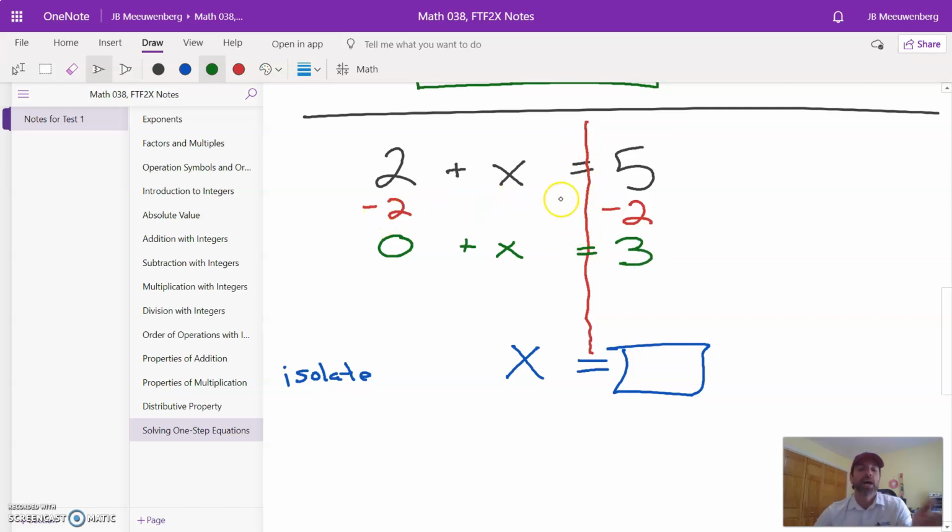Here's the line. I did minus 2 on either side. I simplified it, like I did the math. 5 minus 2 equals 3. 2 minus 2 equals 0. The x, we didn't change anything with the x. And now we have this statement of 0 plus x equals 3.